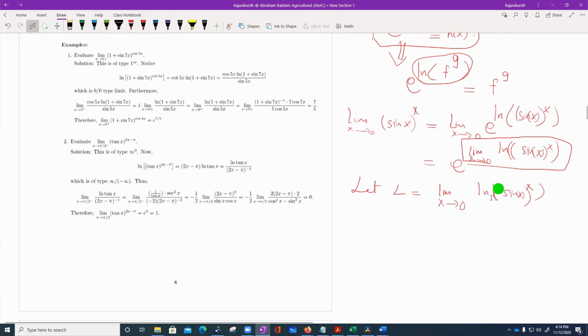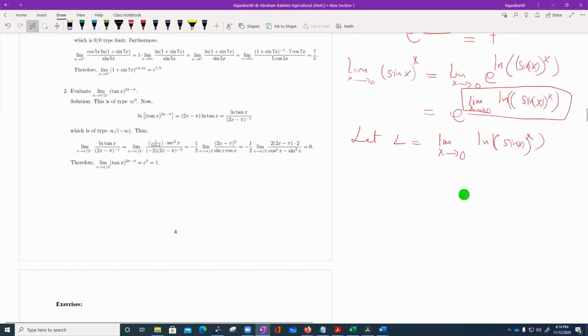So now, how do you find these limits? Use some log properties. This could be written as the limit as x goes to 0. This x could be pulled in front of the log. This is simply the log property. Now this could be further written as ln sine x over, if you move this x to the denominator, you could write it like that. You see?